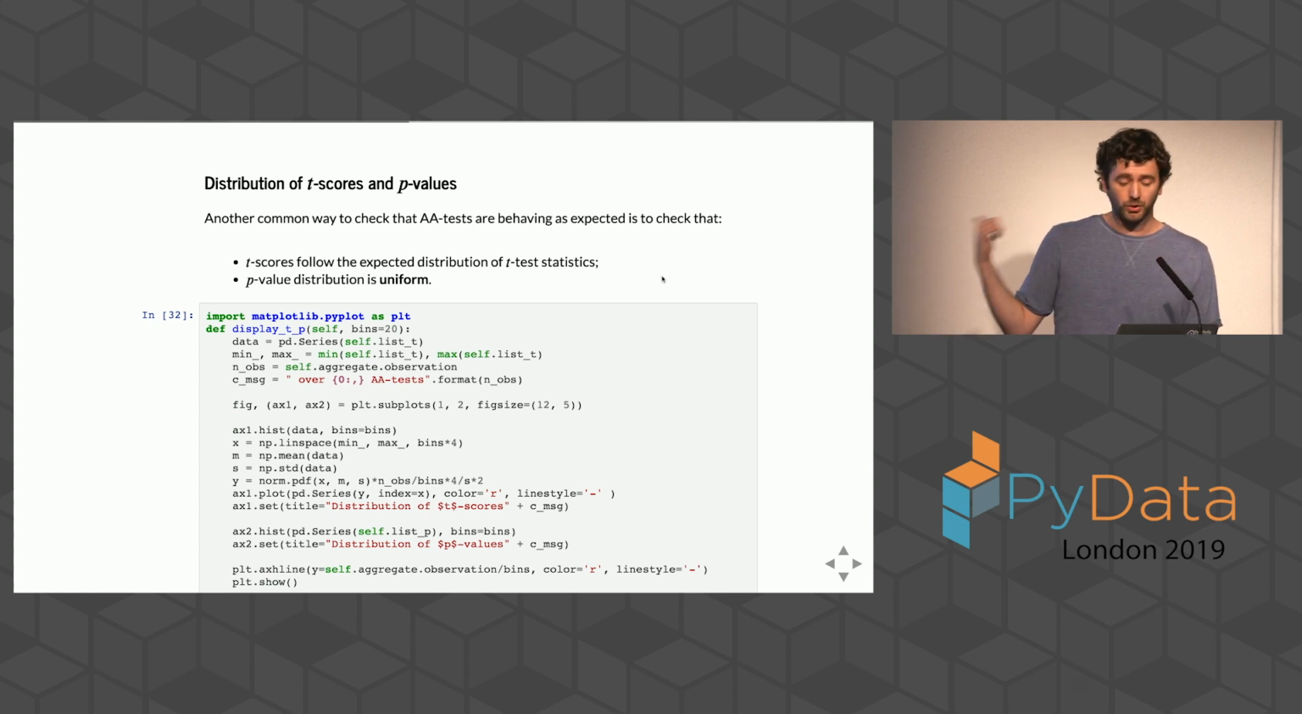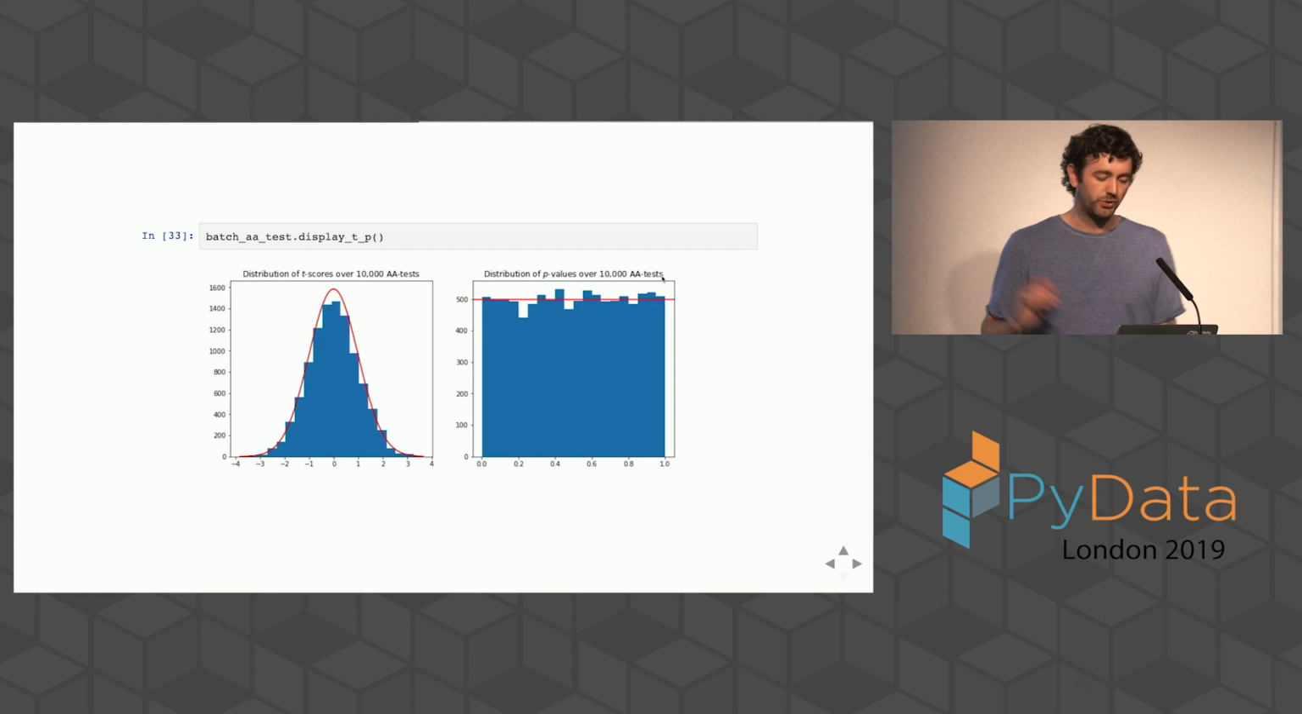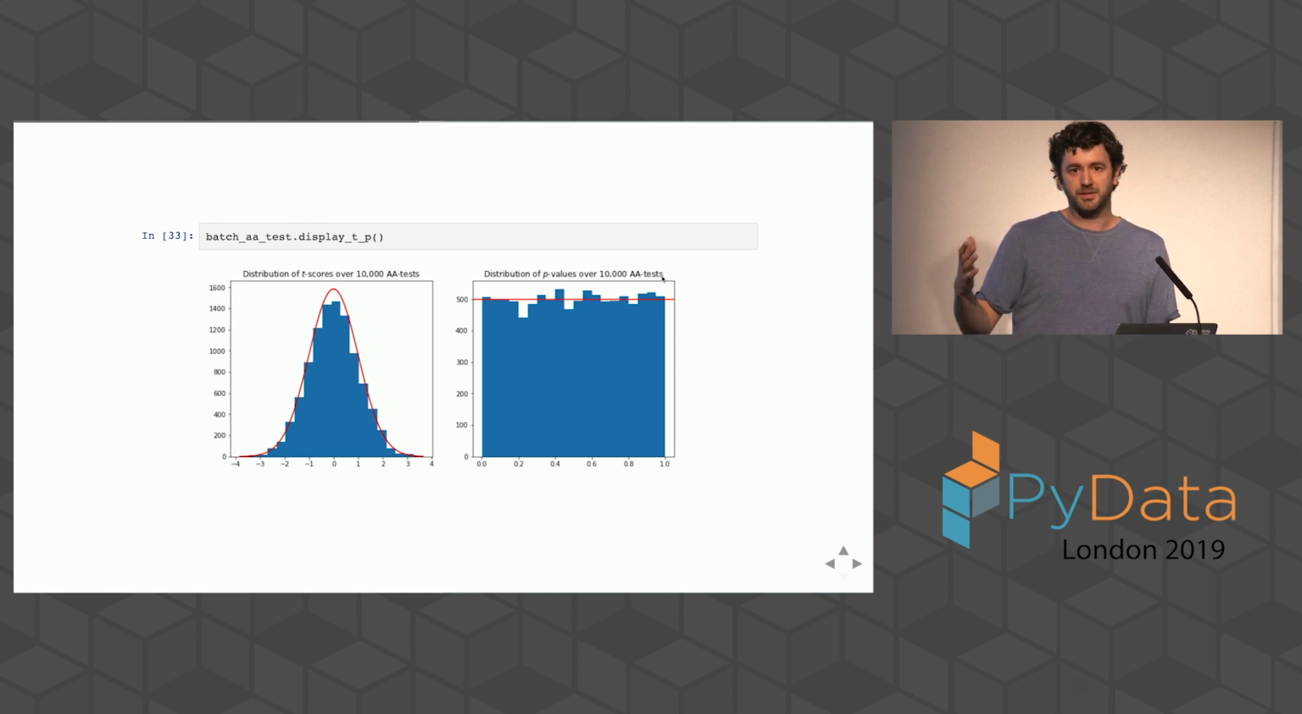Another way to look at the A tests is to plot the p-values and the t-values. And you should end up with something like this. If you look at the p-values, it should be a uniform distribution, so that alpha percent of the tests have a p-value inferior to alpha, okay? So if it's a uniform distribution, you're going to end up with 10% below the alpha if you define the alpha as 10%. And the t-values should give you this normal distribution.